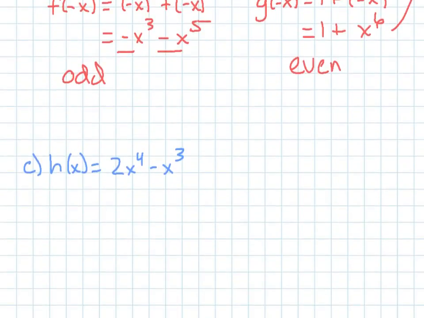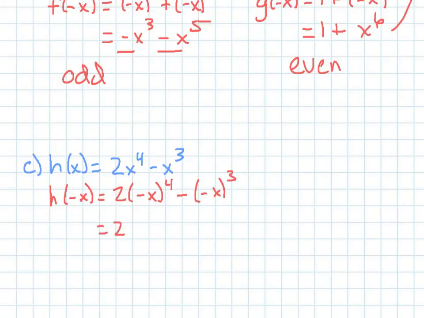Now this last one, here I have h of x equals 2x to the fourth minus x cubed. I want to do the same thing. Okay, so then now you have 2, which is fine, negative inside a power that's even, to the fourth, cancels it out, so it just becomes x to the fourth. And then here you get negative x cubed. The cube does not cancel out the negative because it leaves one of the negatives, so then it's just negative x. But notice that we have two negatives, so it makes it positive. So now you have 2x to the fourth plus x cubed.